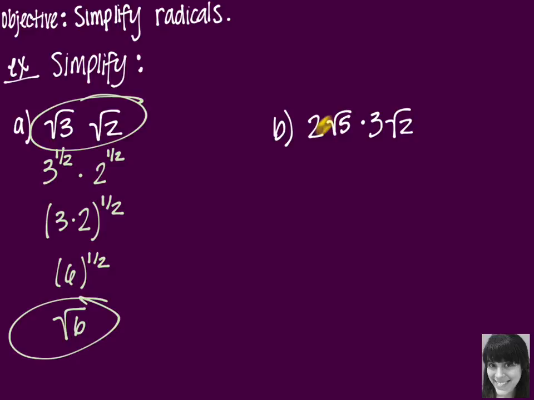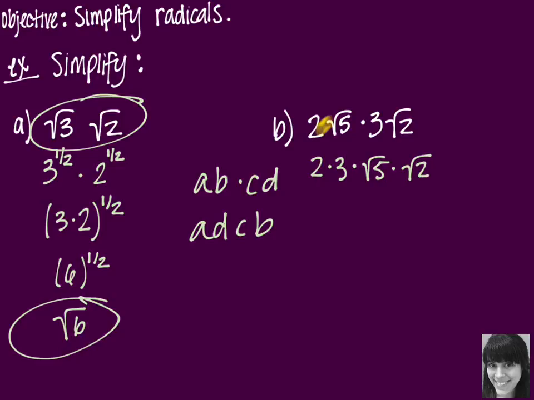No, so what I could say is that, well, let's take a second from that. So if I said AB times CD, isn't that the same thing as saying ADCB? It doesn't matter which order I put them in because they're all being multiplied, right? Well, that's the same thing here. Doesn't matter which order I put these numbers in because they're all being multiplied by each other. So I could say 2 times 3 times the square root of 5 times the square root of 2, right? This and this are the same, exactly the same. It doesn't matter which order I put them in, okay? So, now I can simplify.